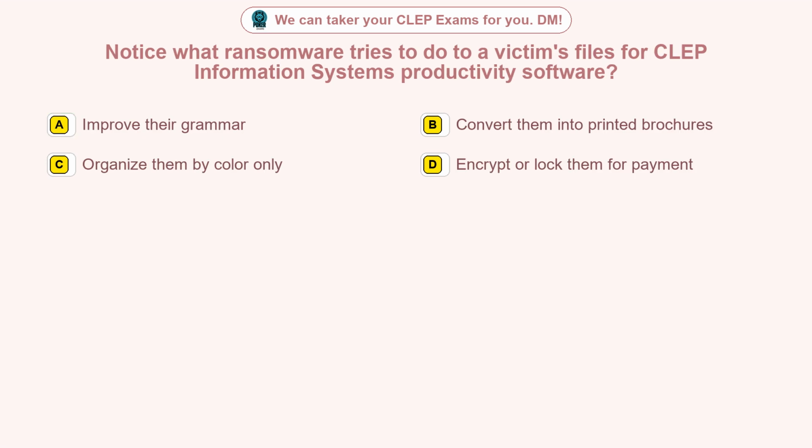Question 42. Notice what ransomware tries to do to a victim's files for CLEP Information Systems productivity software. Option A. Improve their grammar. Option B. Convert them into printed brochures. Option C. Organize them by color only. Option D. Encrypt or lock them for payment. The correct answer is option D. Encrypt or lock them for payment.